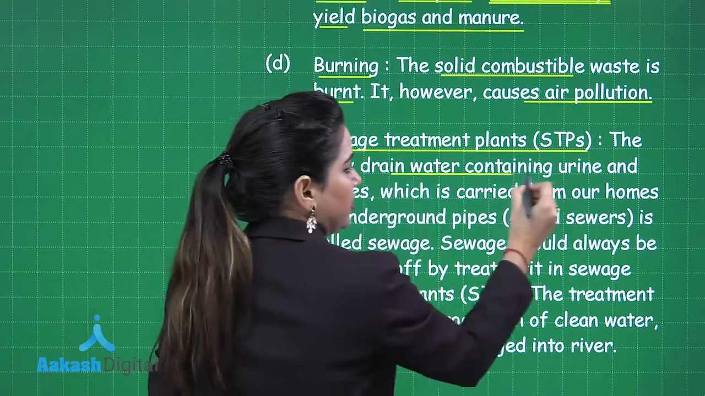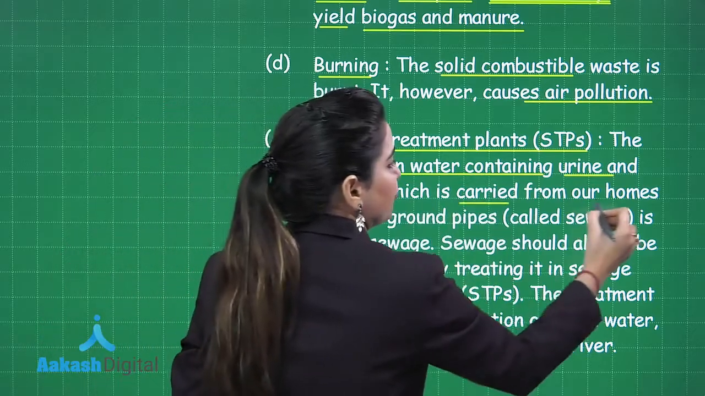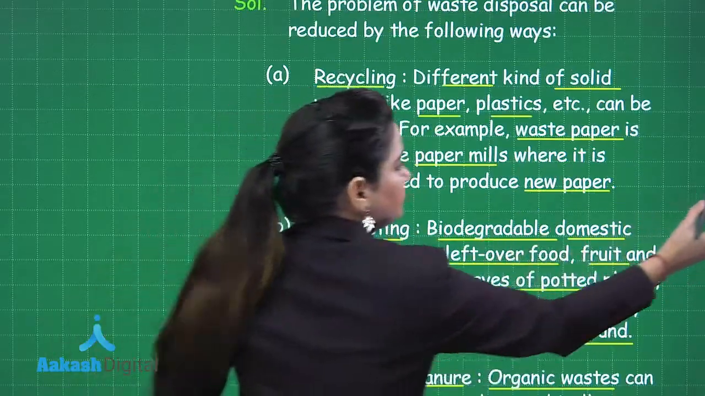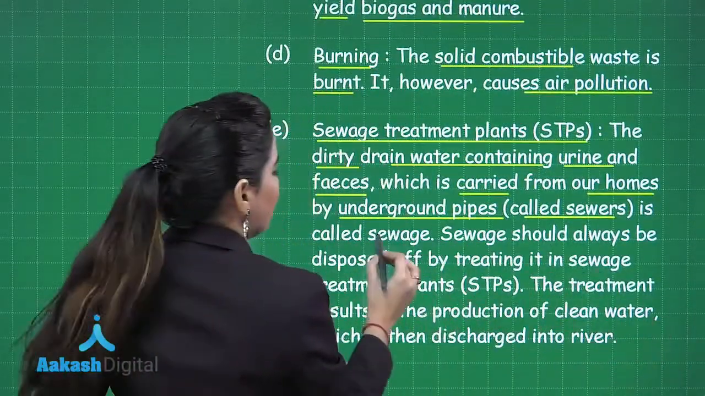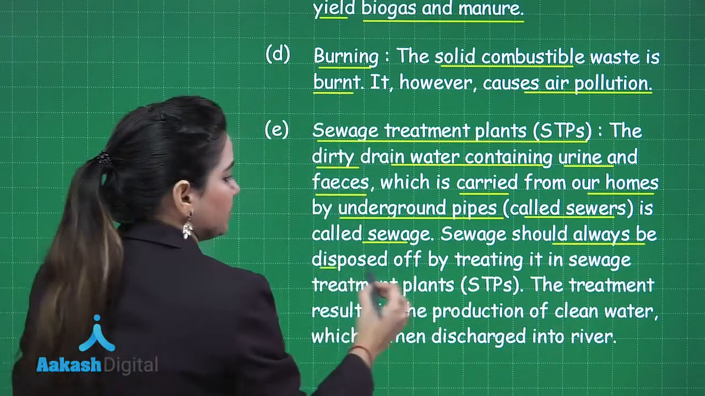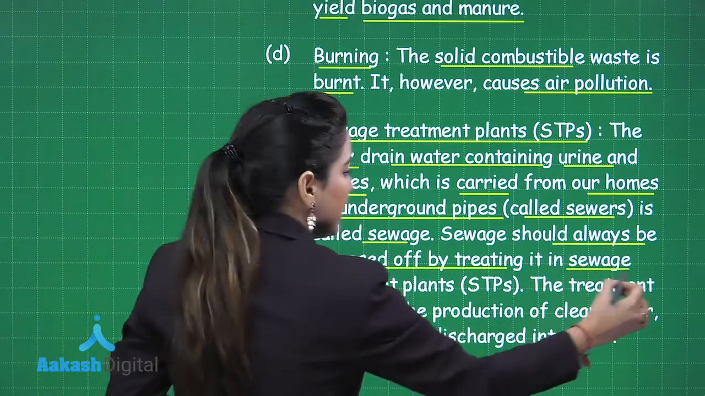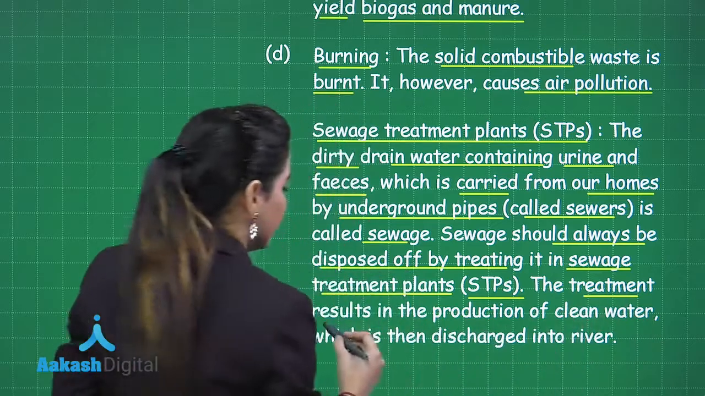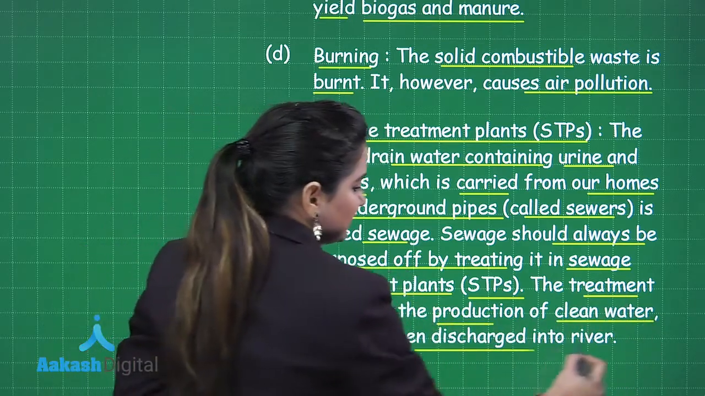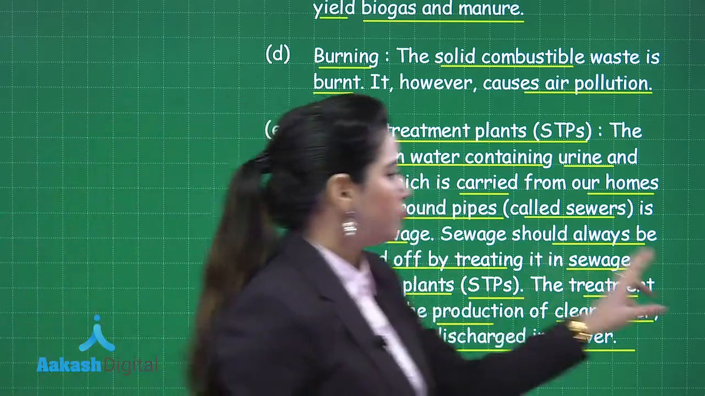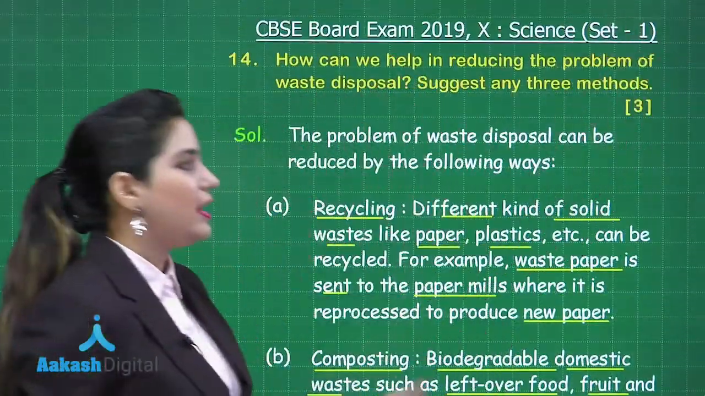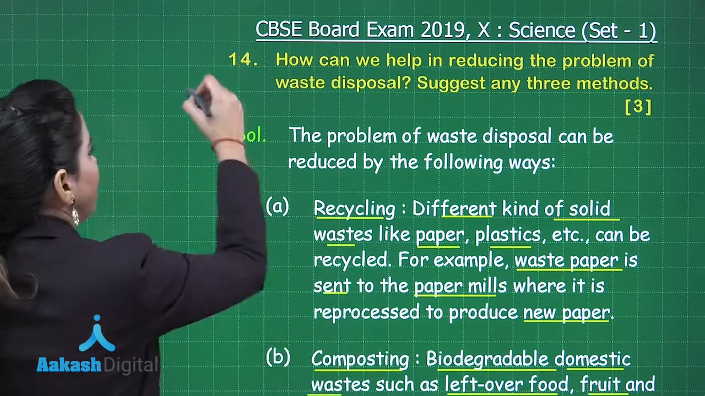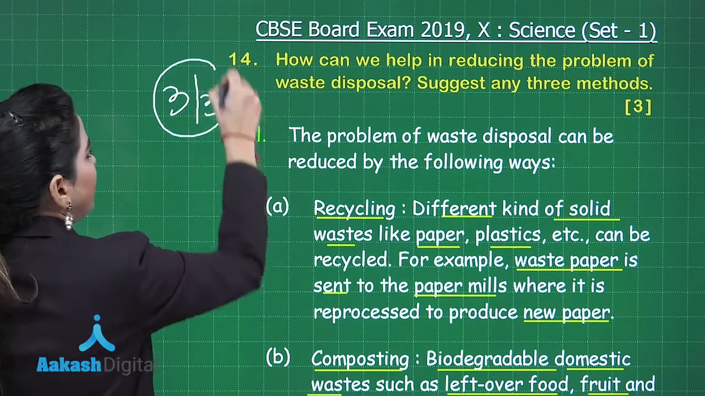The dirty drain water containing urine, feces, which is carried from our homes by underground pipes called sewers is called sewage. Now sewage should always be disposed of by treating it where? In sewage treatment plants, also known as STPs in short form. The treatment results in production of clean water which is then discharged into rivers, as I have just mentioned. Now students, as I said in the beginning also, any 3 of these will fetch you 3 good marks. So yes, you can have 3 out of 3 marks by writing any 3 methods.